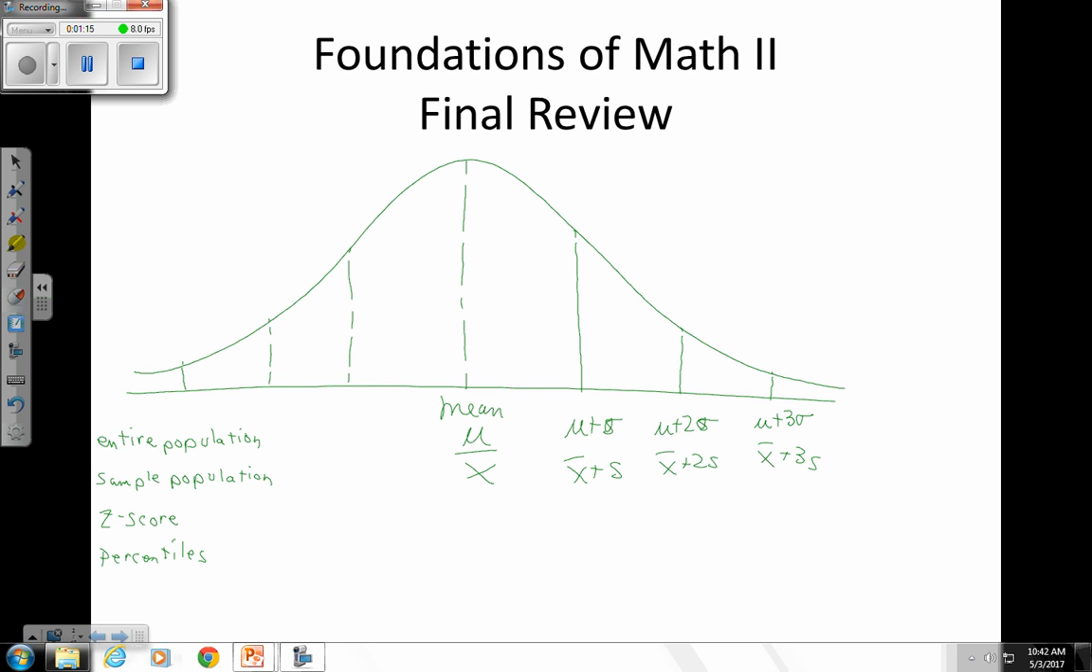If we're going down from the mean, it'll be mu minus sigma, mu minus 2 sigma, and mu minus 3 sigma. So it'd be x bar minus s, x bar minus 2s, and x bar minus 3s.